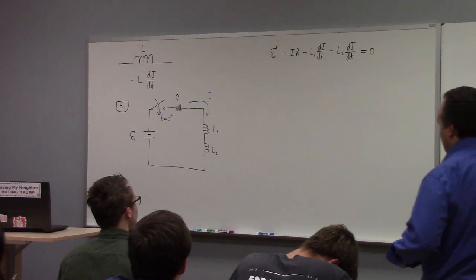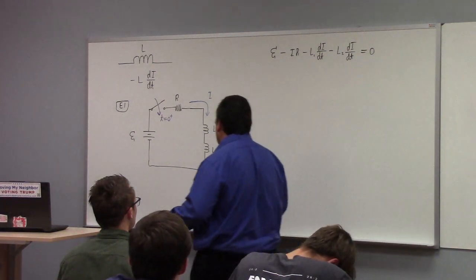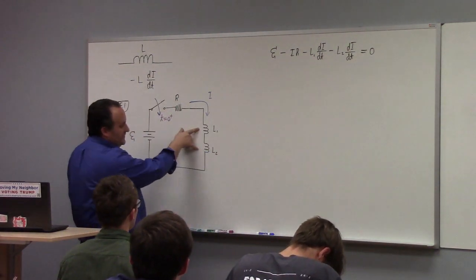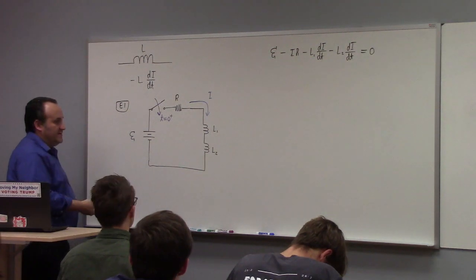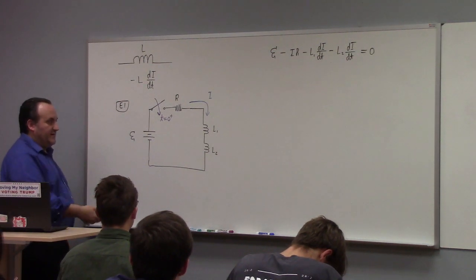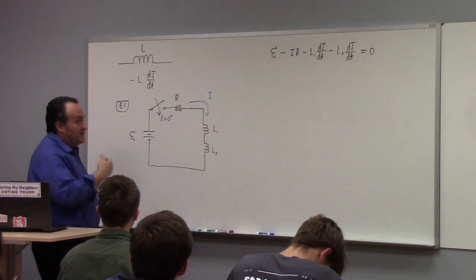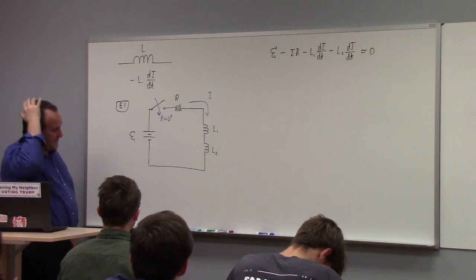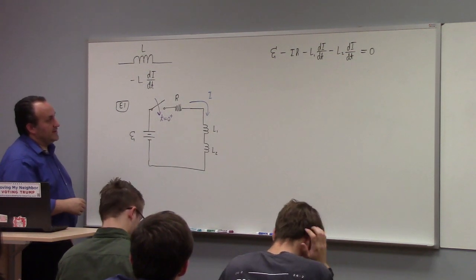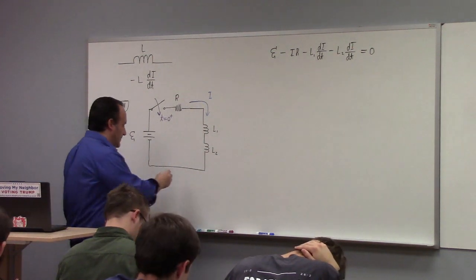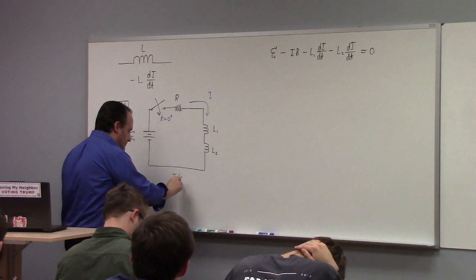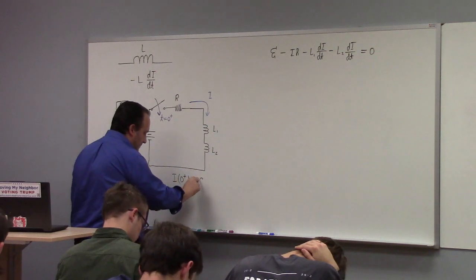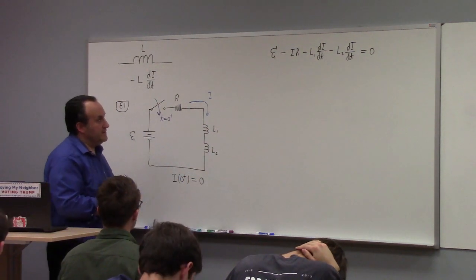Remember, we've argued that the initial current must be 0 because there's no magnetic field built up in these inductors before we close the switch. After we close the switch, the magnetic field can't magically jump from 0 to non-zero over an infinitesimal time. I mean, over a small time, let's say. So we know that the initial current at time 0 is 0.